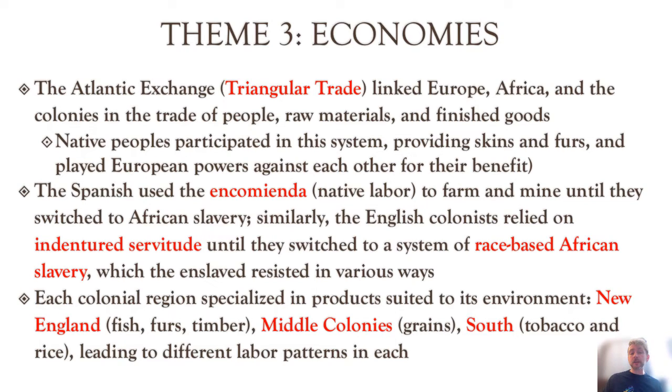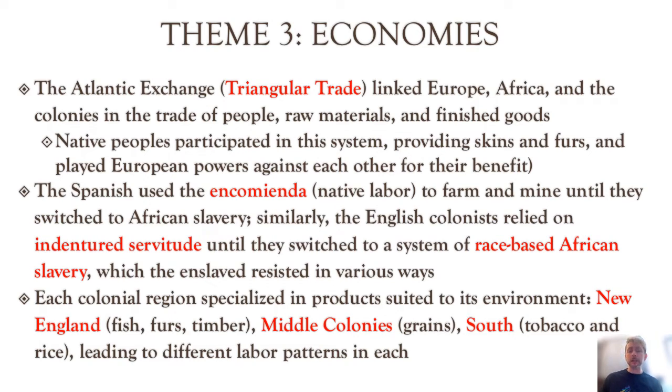This economic trade is built on labor, and then there's a great deal of need for labor in colonial America. The Spanish rely on the encomienda, which is native people forced to farm and mine for the Spanish in exchange for being converted to Catholicism and cared for. And the Spanish will use this until they switch to African slavery as recommended by Bartolomé de las Casas.